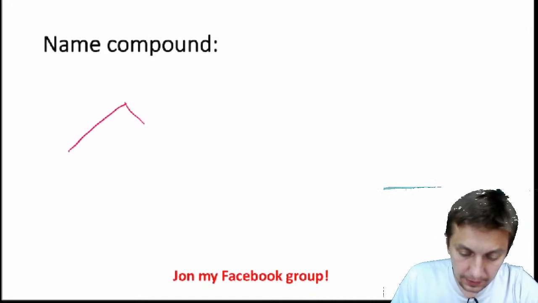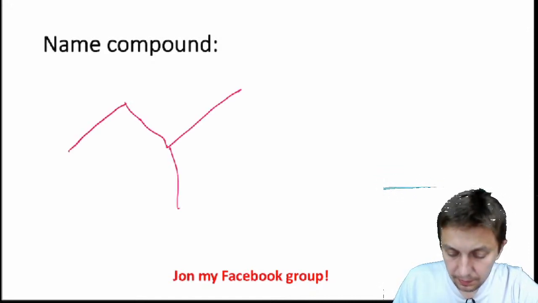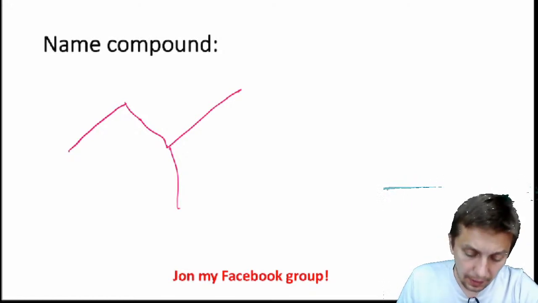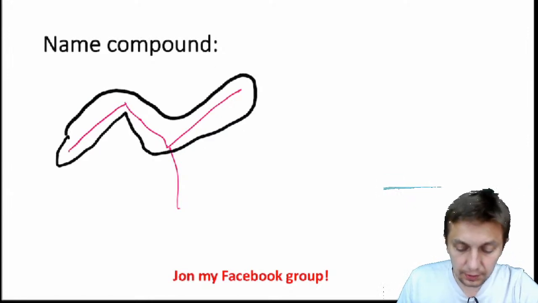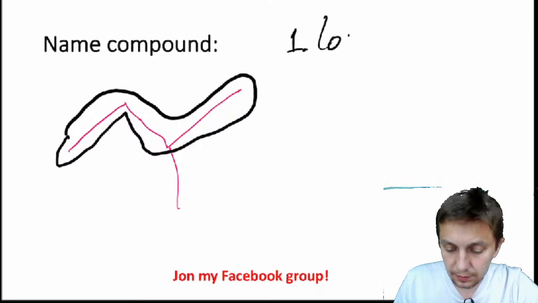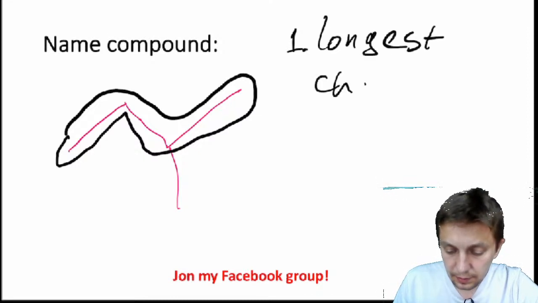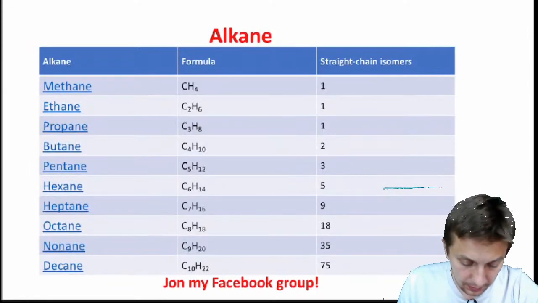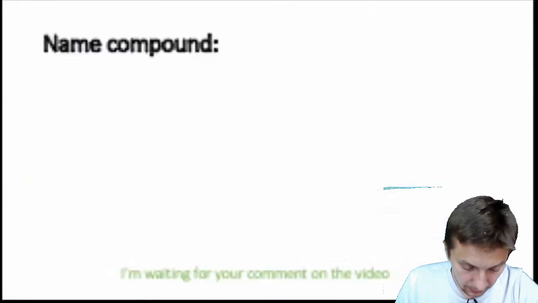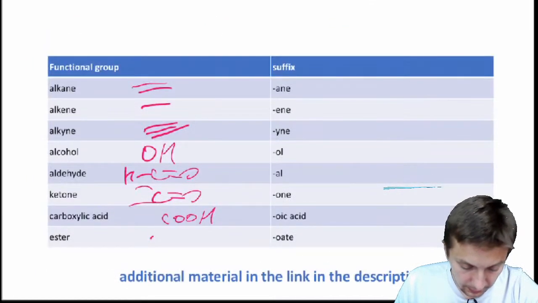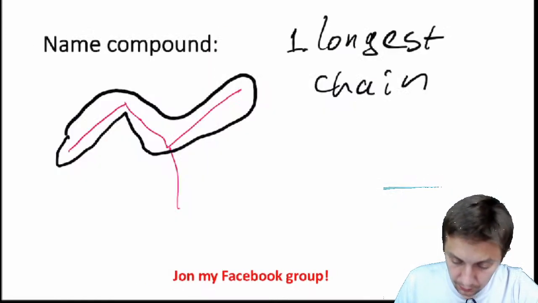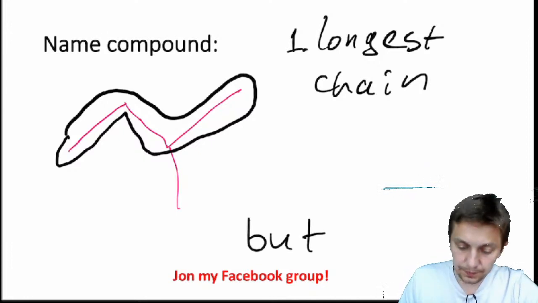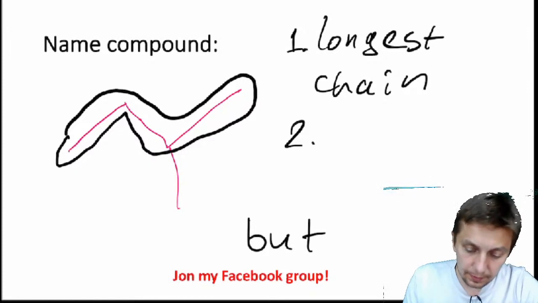So let's train. We have any compound and we must name it. First, we need to find the longest chain. Find how we name compounds with a chain like this. Because it's 4, it's but. It means the root must contain but. Second, we find modification.